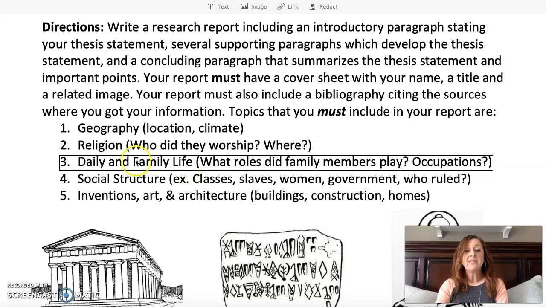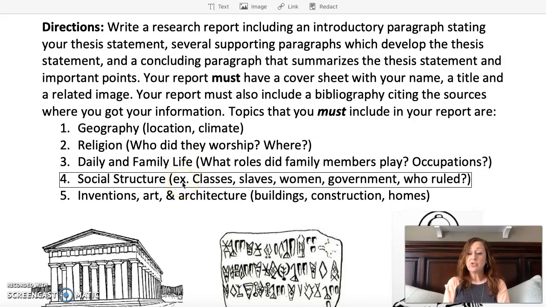Talk a lot about the daily and family life. What roles did the family members play? What roles did the children play? What occupations were there? So you could see for number 3, you could probably have a couple paragraphs to address that, maybe even a few.